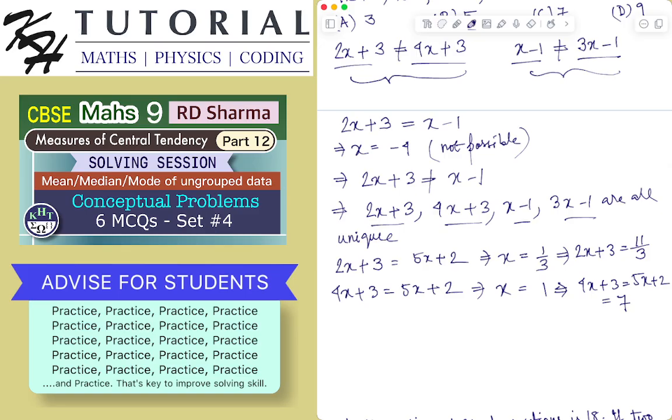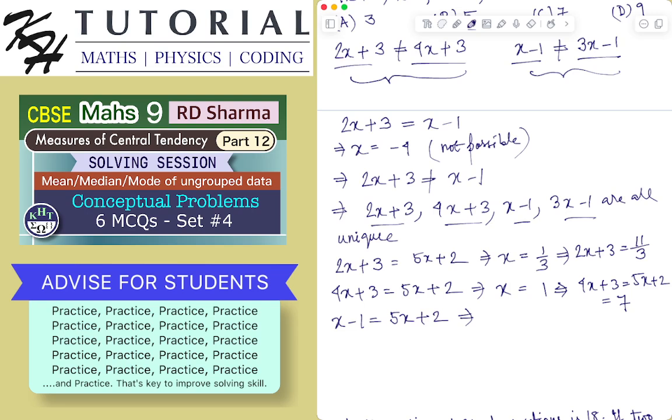Okay, now let's see if x minus 1 can be equal to 5x plus 2. Is this possible? From this, can we get a value x greater than 0 such that 5x plus 2 and x minus 1 will be some integer?